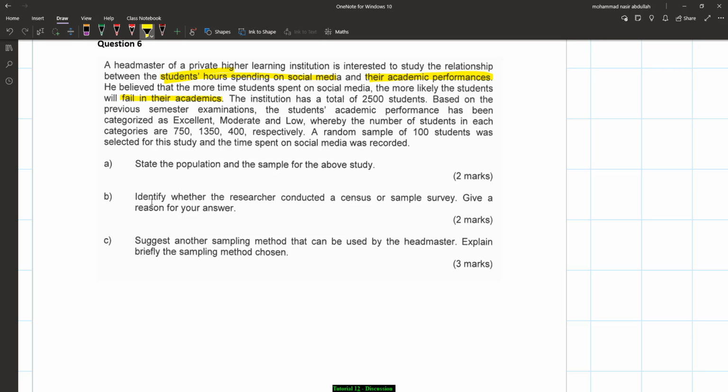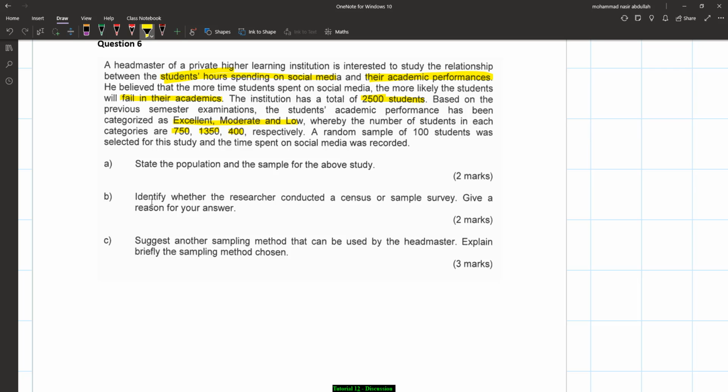So the institution has a total of 2,500 students. Based on the previous examination, the students' academic performance has been categorized as excellent, moderate, and low. We know that this is a categorical, qualitative variable, and it should be in order, so this is an ordinal scale, whereby the number of students in each category are 750, 1,000, 350, and 400 respectively.